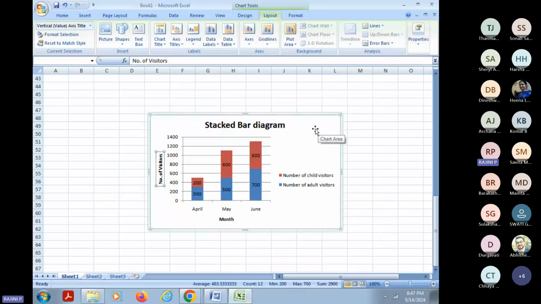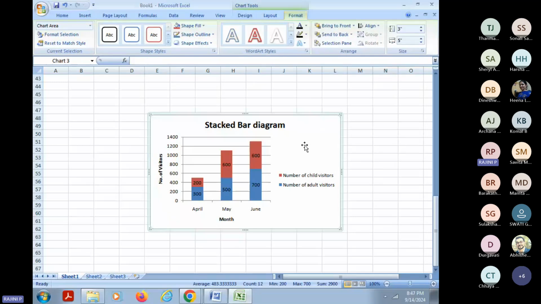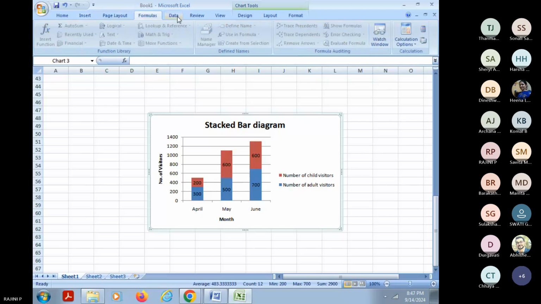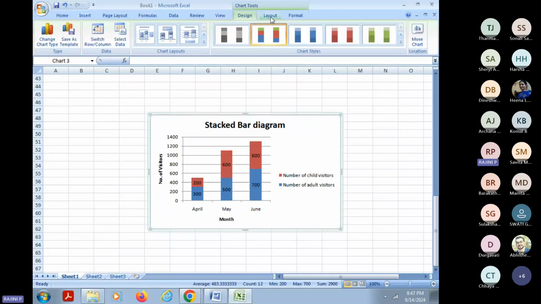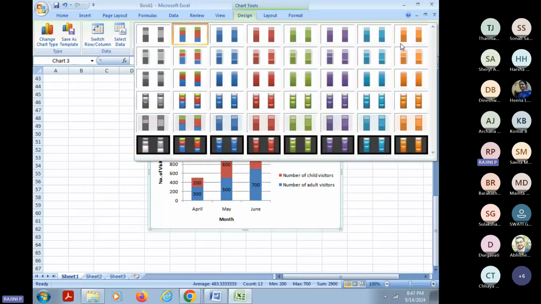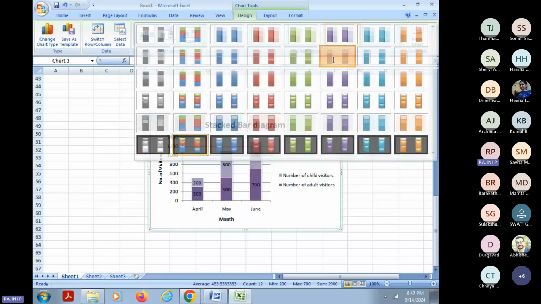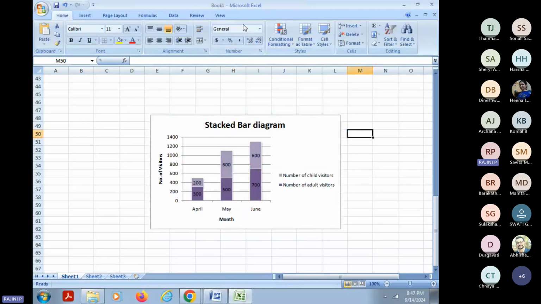Suppose if you want to give it in a very beautiful form, in beautiful colors, click on it and go to design. In design, you can check it. Here you can use the different colors also. Here I can use like this, or like this, or like this. Whatever colors you want to apply, you can use. Based on your interest, you can decide which design you can apply.